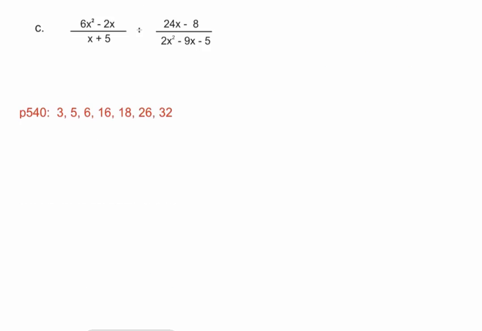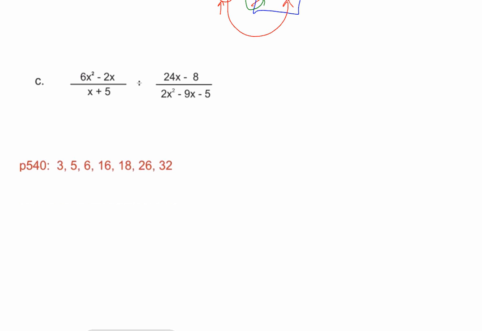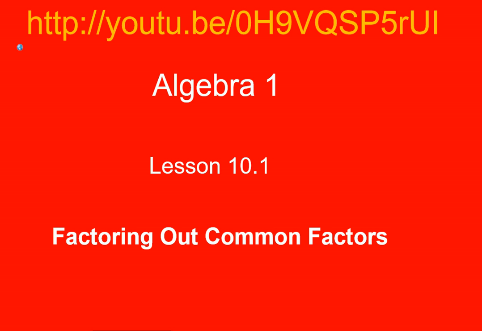Some more factoring practice. You can see that's what this whole thing is about. Go ahead and try to do C. Okay, I need everybody to pause. Now, I'm going to go back to chapter 10, first lesson. I want everybody to look up here.